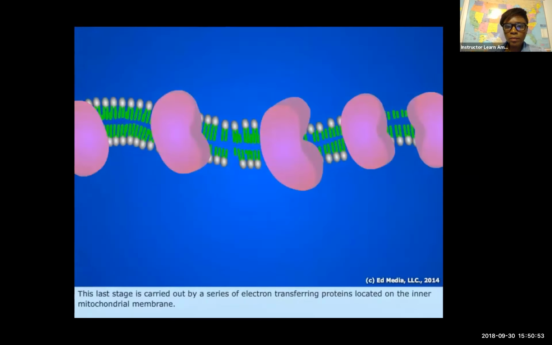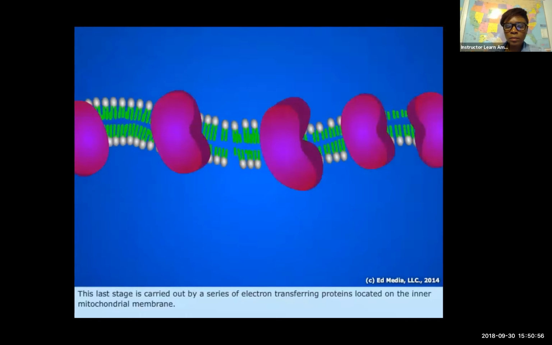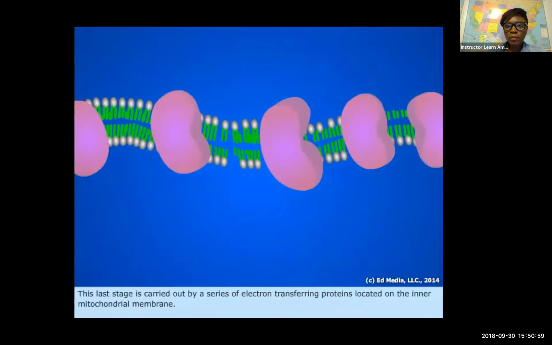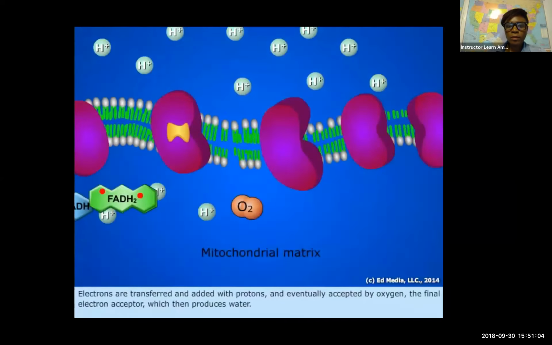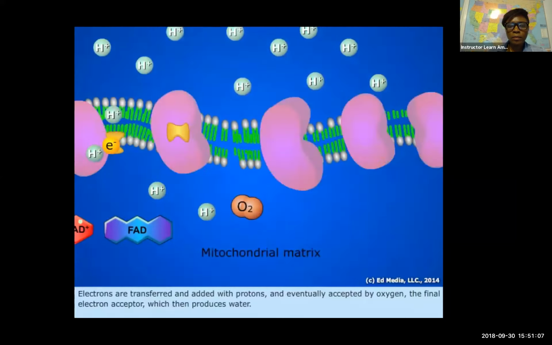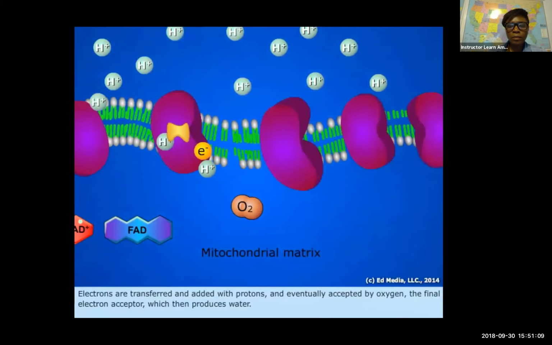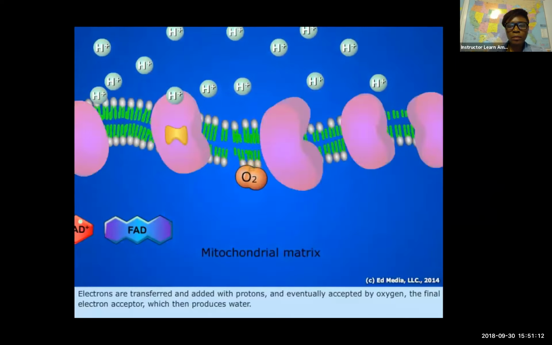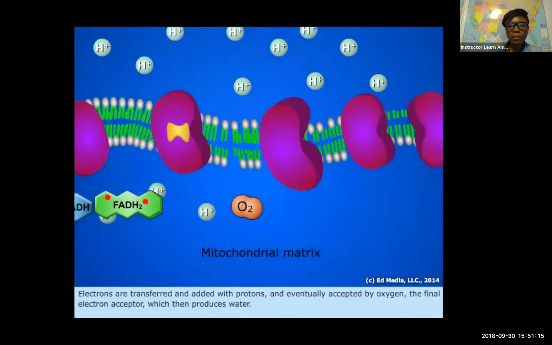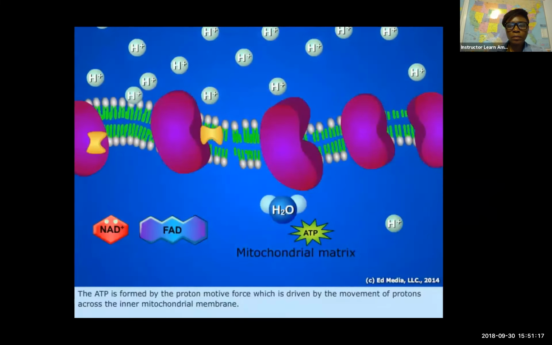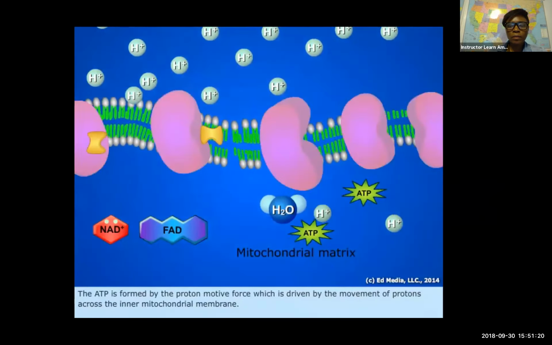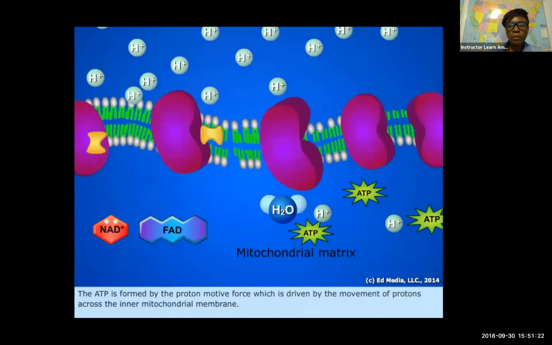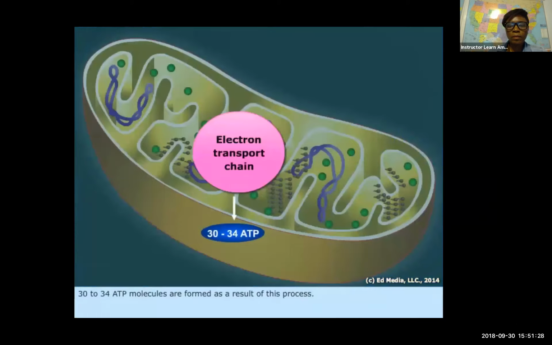This last stage is carried out by a series of electron-transferring proteins located on the inner mitochondrial membrane. Electrons are transferred and added with protons and eventually accepted by oxygen, the final electron acceptor, which then produces water. The ATP is formed by the proton motive force, which is driven by the movement of protons across the inner mitochondrial membrane. 30 to 34 ATP molecules are formed as a result of this process.